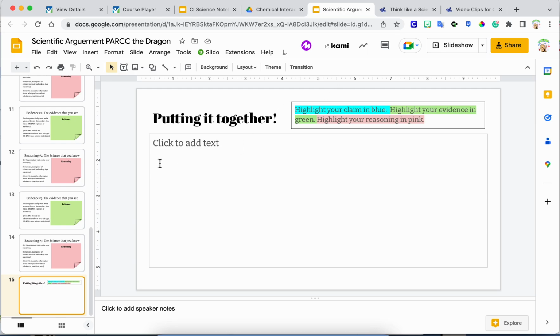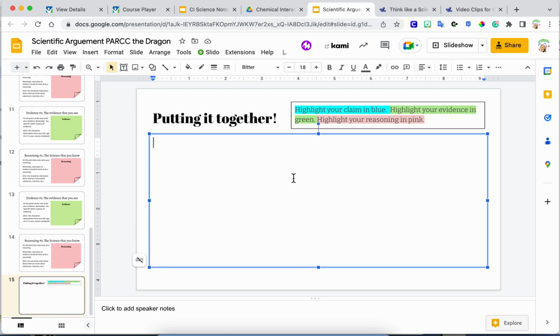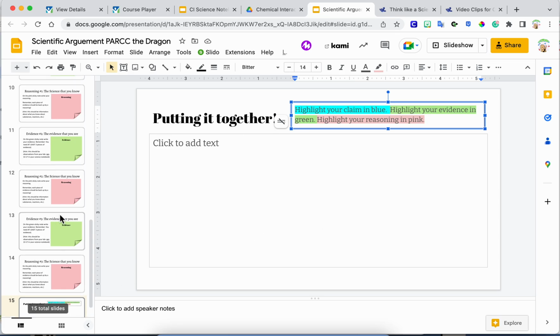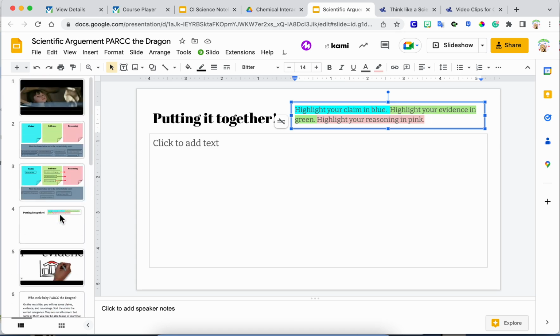On the last slide, slide 15, you're going to put your claim, all your evidence, and your reasoning. Make sure that you're highlighting it in the correct colors so that I can see what your claim, evidence, and reasoning were when you do this. Okay. And once you finish that, if you finish everything before class is over, you can choose something silent to do. Okay, that's it.